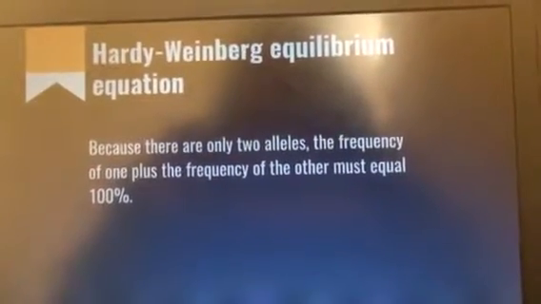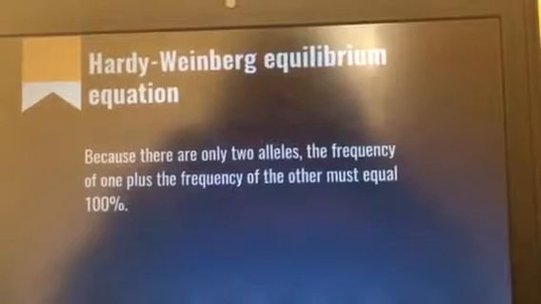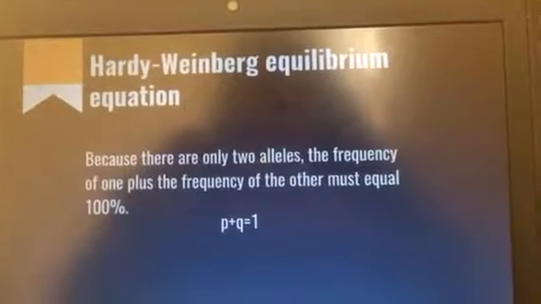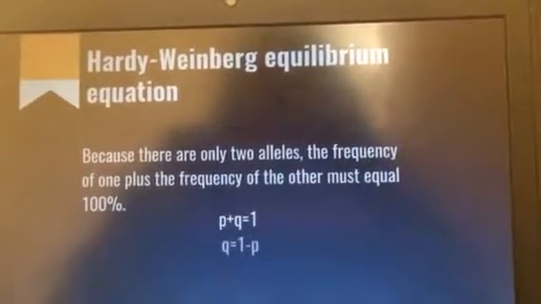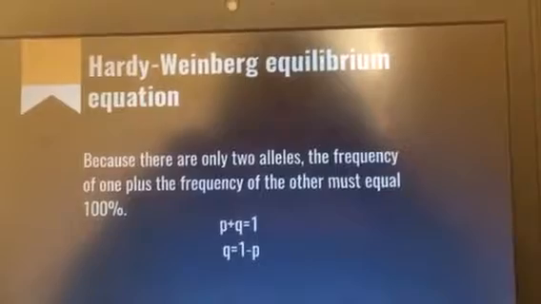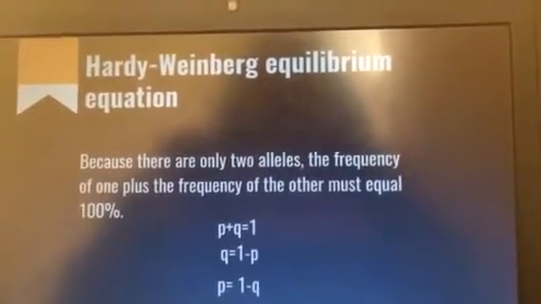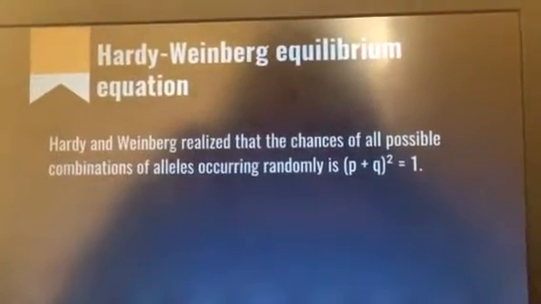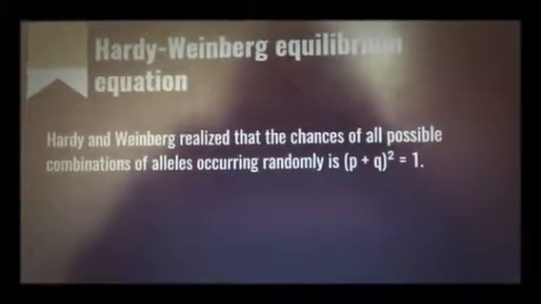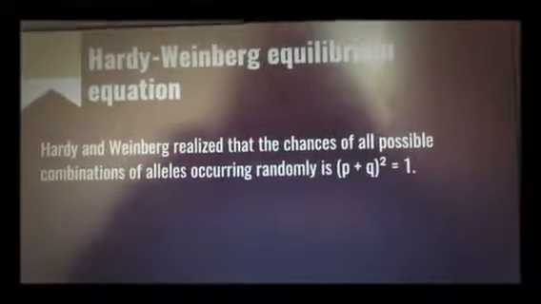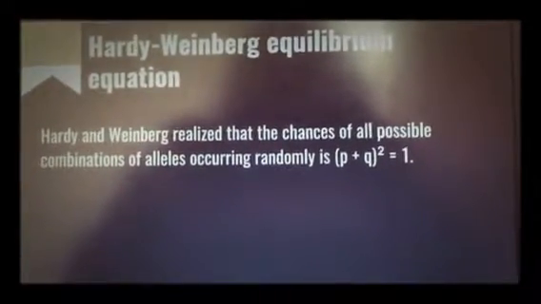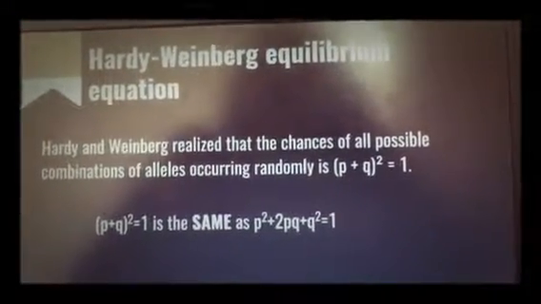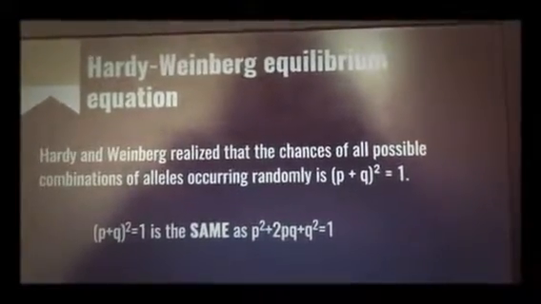Because there are only two alleles, the frequency of one plus the frequency of the other must equal 100%. This means p plus q equals 1, q equals 1 minus p, and p equals 1 minus q. Possible combinations of alleles occurring randomly is p plus q squared equals 1. Now this is the same as p squared plus 2pq plus q squared equals 1.